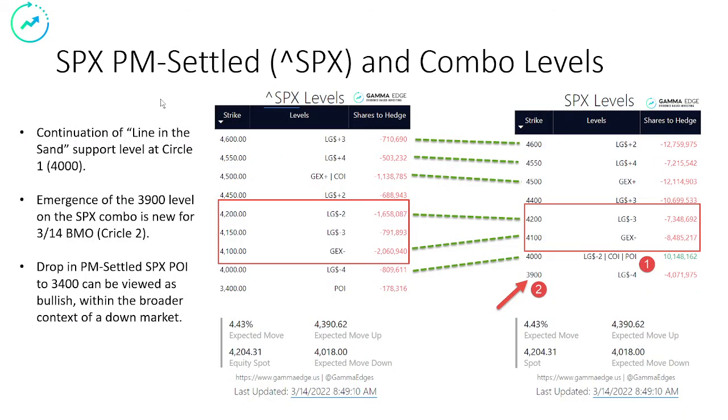When we take a look at the PM and the AM levels, the combo levels here, note a very, very high expected move today.